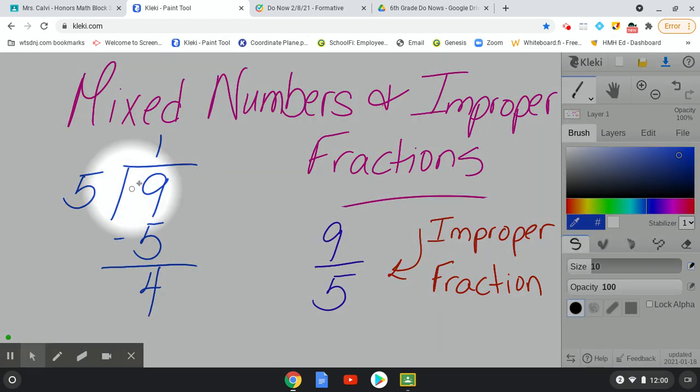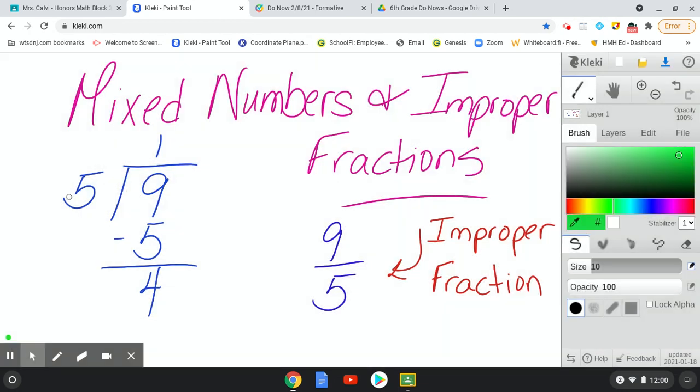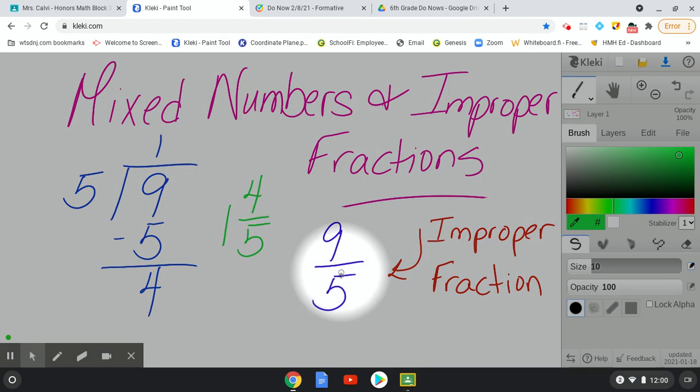All right, so here I'm stopping. I don't want to add a decimal because I still want to have a fraction. So my final answer is 1 whole with 4 remaining out of 5. So 9/5 is the same as 1 4/5 as a mixed number. All right, so pretty simple.